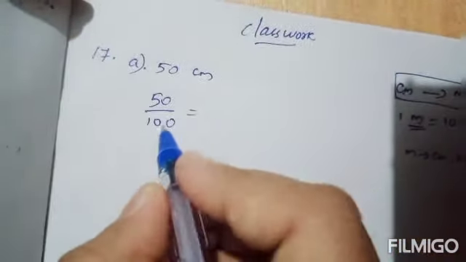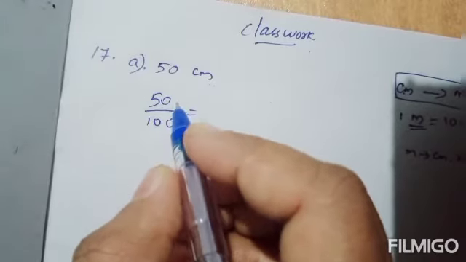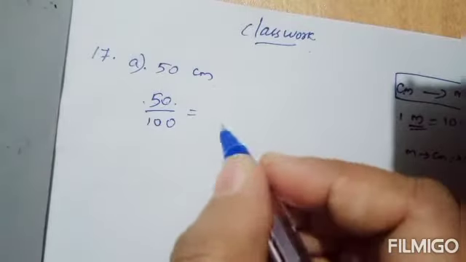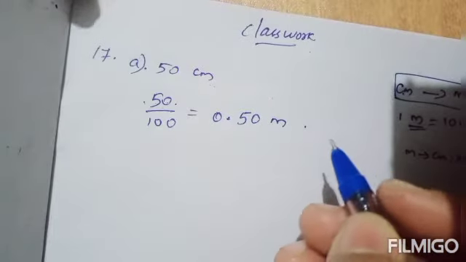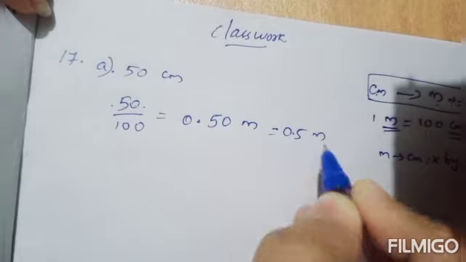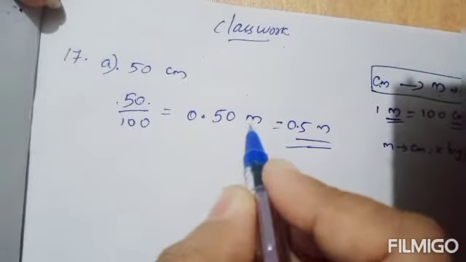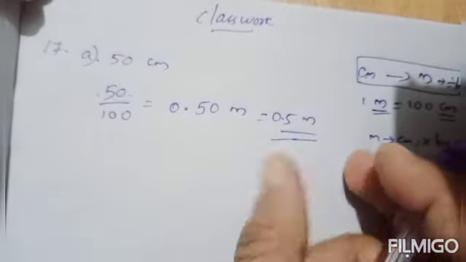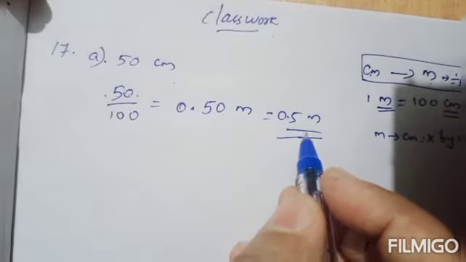So what will you get? Division by 100, so move the decimal point 2 places to the left. So here is the decimal point, 1, 2. Okay, so what you will get? 0.50 meter. Okay, 0.50 meter means 0.5 meter. This 0 is at the right end after the decimal, it has no value, so it is 0.5 meter. So 50 centimeter is 0.5 meter.